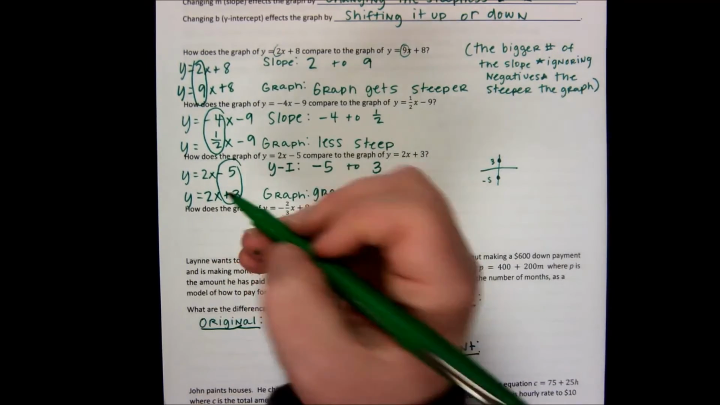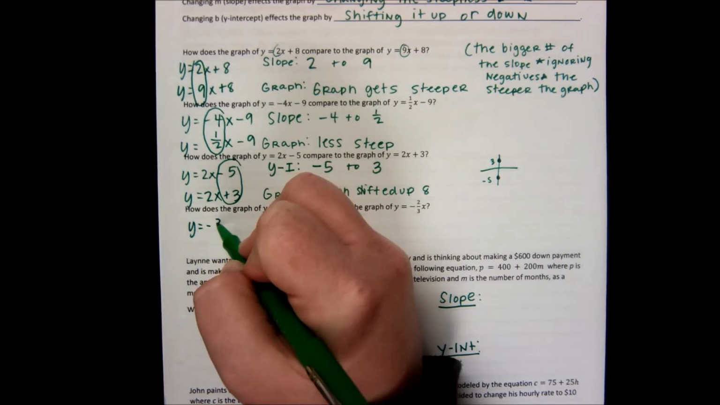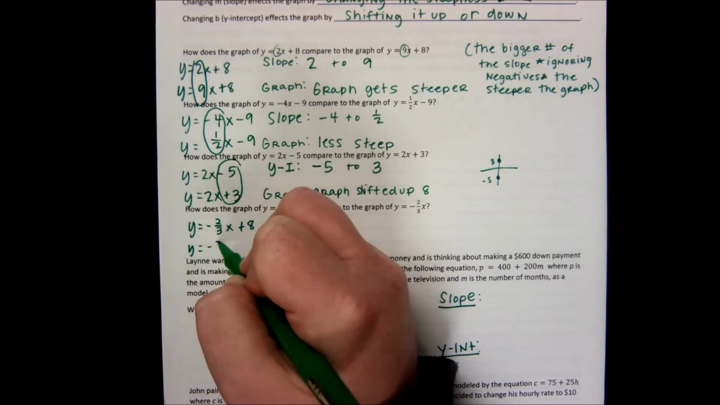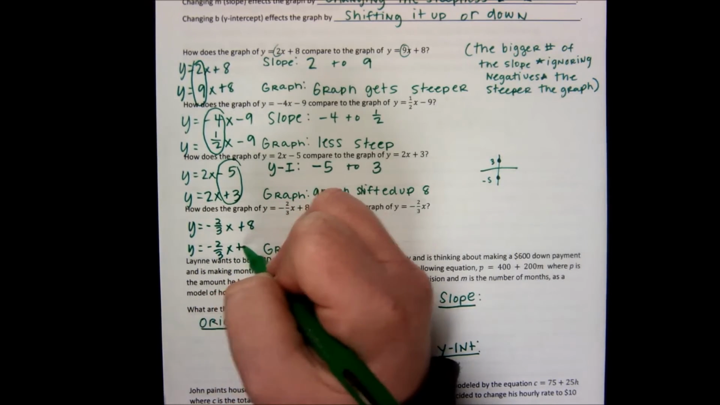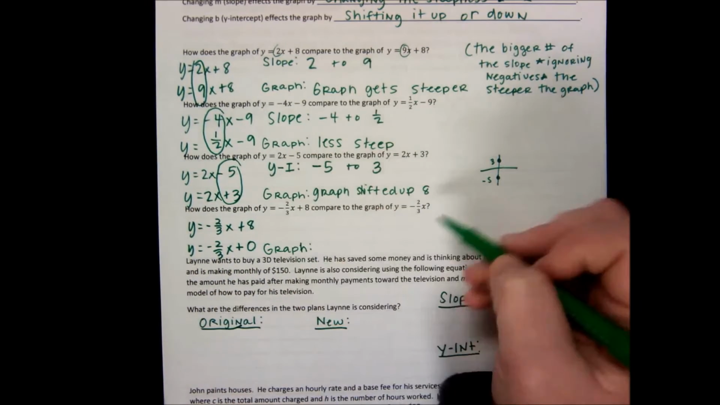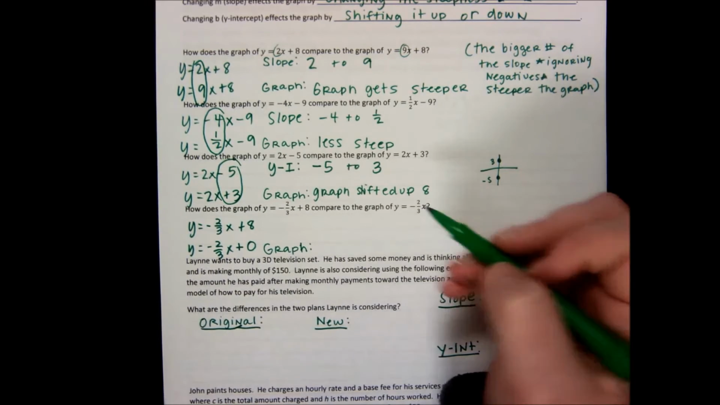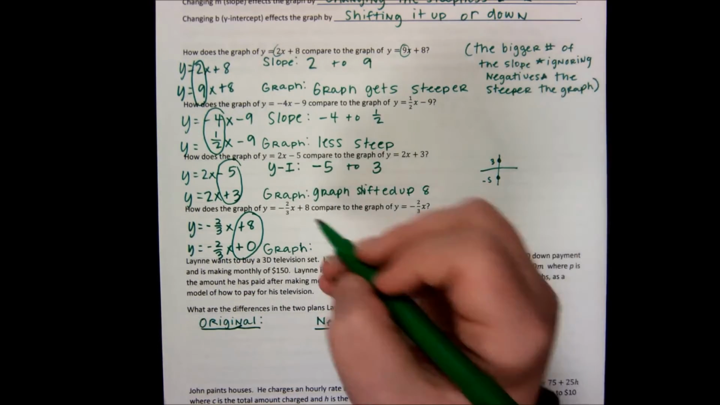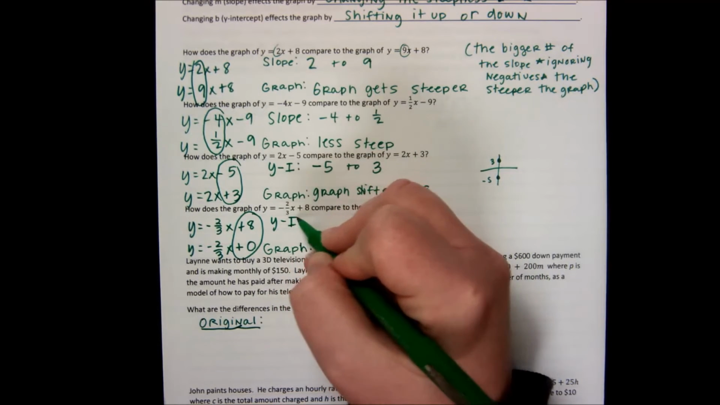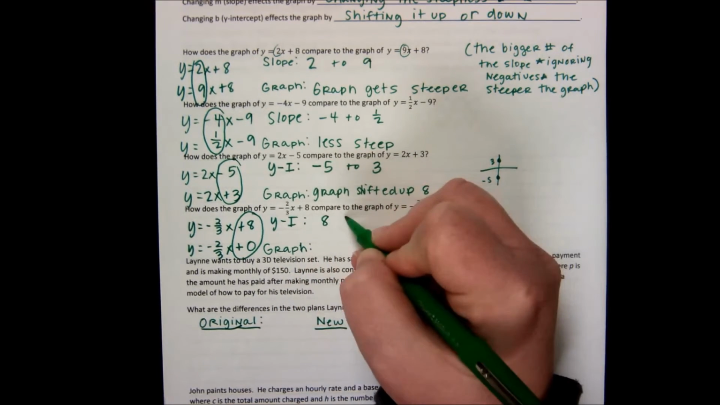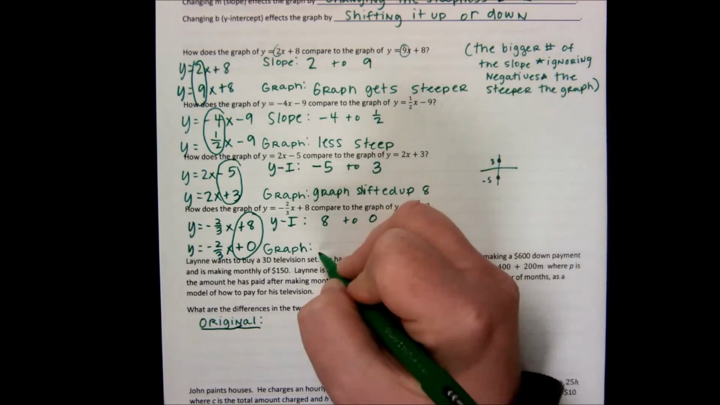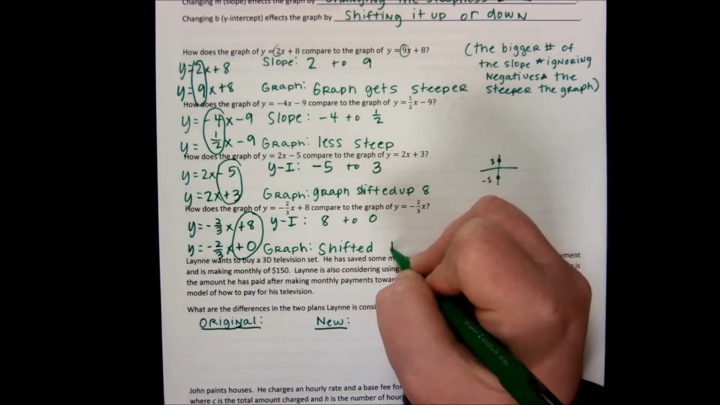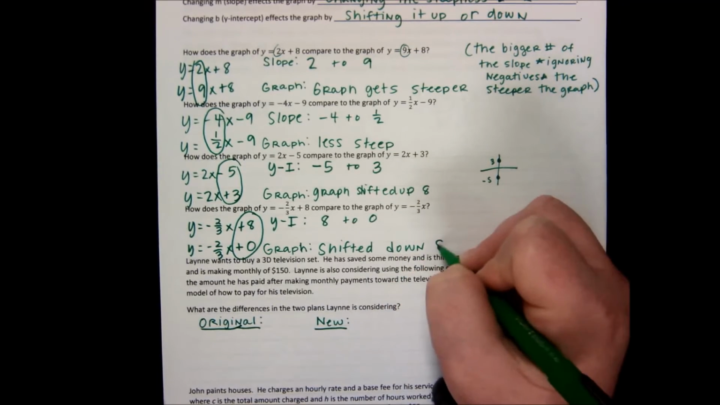So let's look at the next one. y equals negative 2/3 x plus 8, and y equals negative 2/3 x plus 0, because there's nothing at the end of this equation, so it'd just be plus 0. The only thing changing is my y-intercept. My y-intercept went from 8 to 0, so my graph shifted down 8.